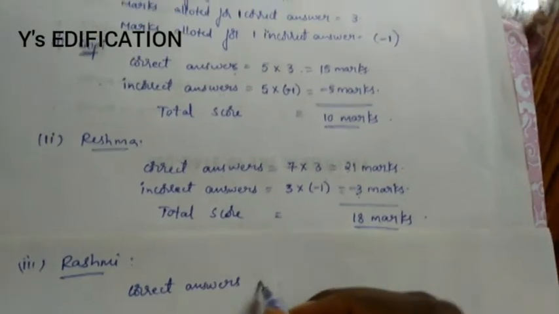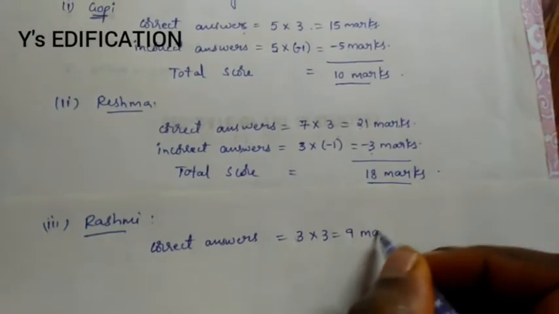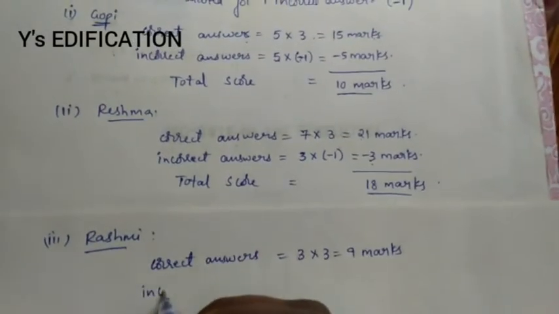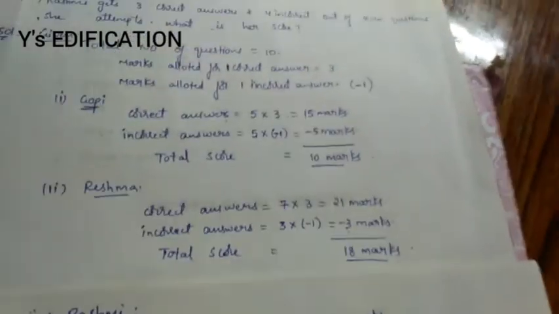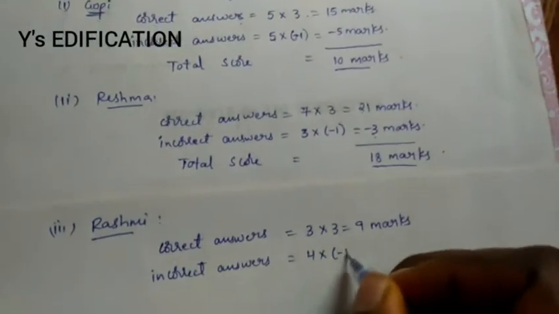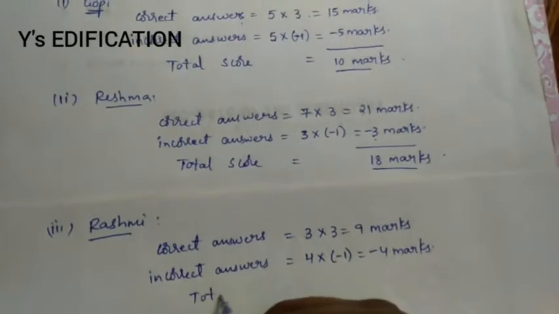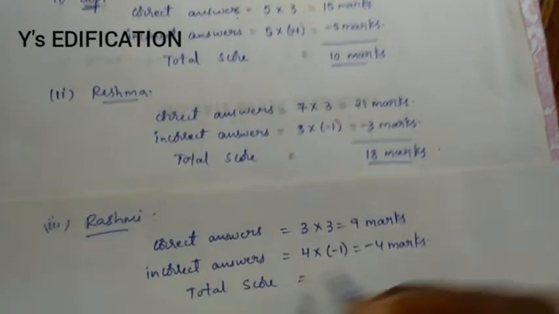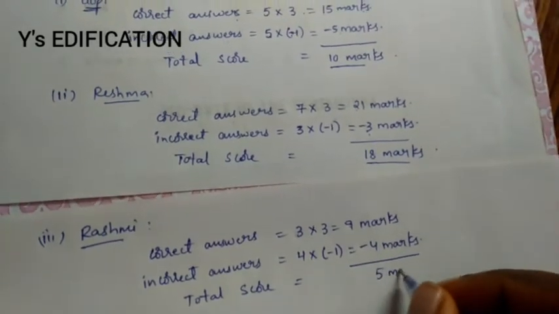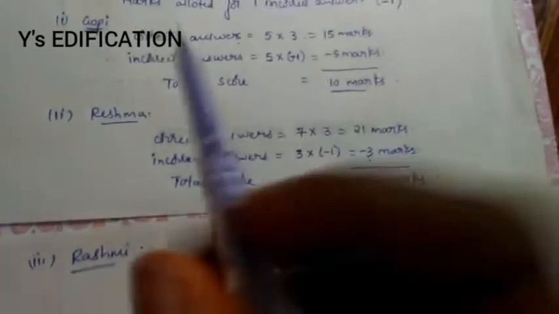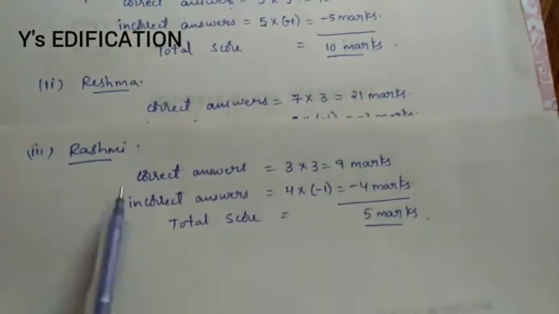Correct answers of Rashmi is equal to 3. So 3 into 3 is 9 marks. How many incorrect answers did Rashmi write? Rashmi wrote 4 incorrect answers. That means 4 into minus 1 means minus 4. So what is the total score of Rashmi? Rashmi wrote only 7 questions, right? 9 minus 4 is 5 marks. Got it? In this way, Gopi scored 10 marks, Reshma scored 18 marks and Rashmi scored 5 marks.